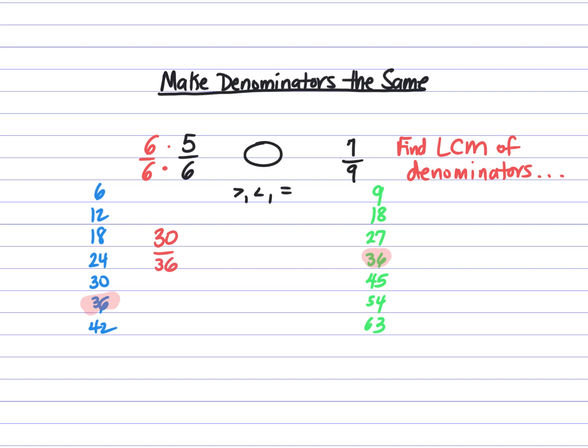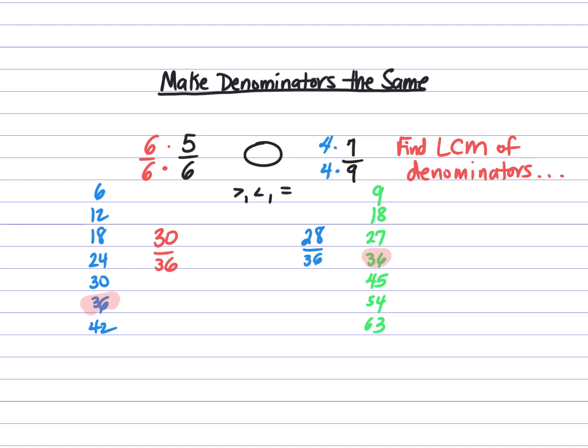Now let's do the same thing to the second fraction. Well, what do you multiply 9 by to get 36? And I just happen to know that you multiply 9 by 4. Okay? And whatever you do to one, you have to do to the other. So we multiply the numerator and the denominator by 4. And when you multiply the numerator, you get 28. And when you multiply the denominator, you get 36.